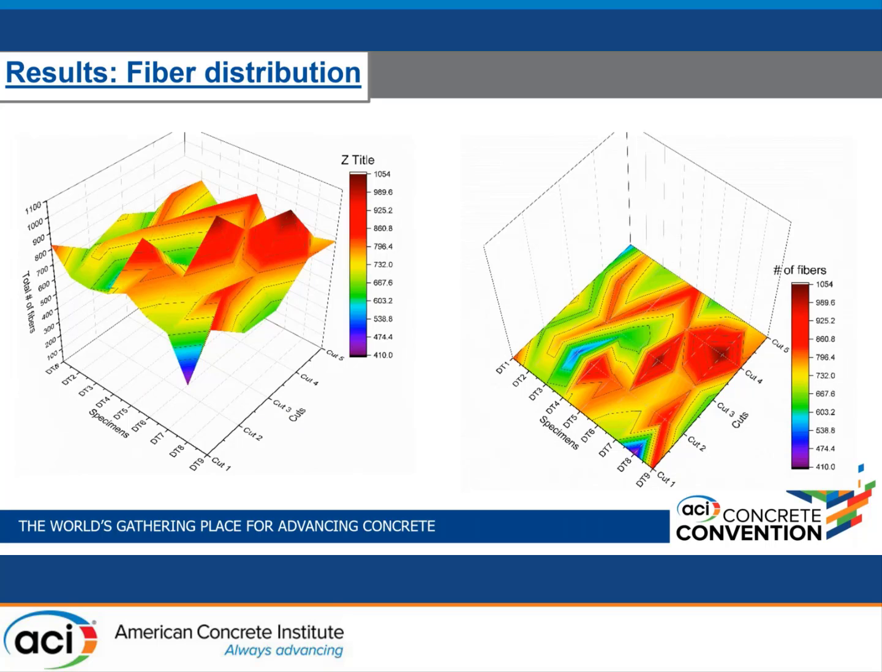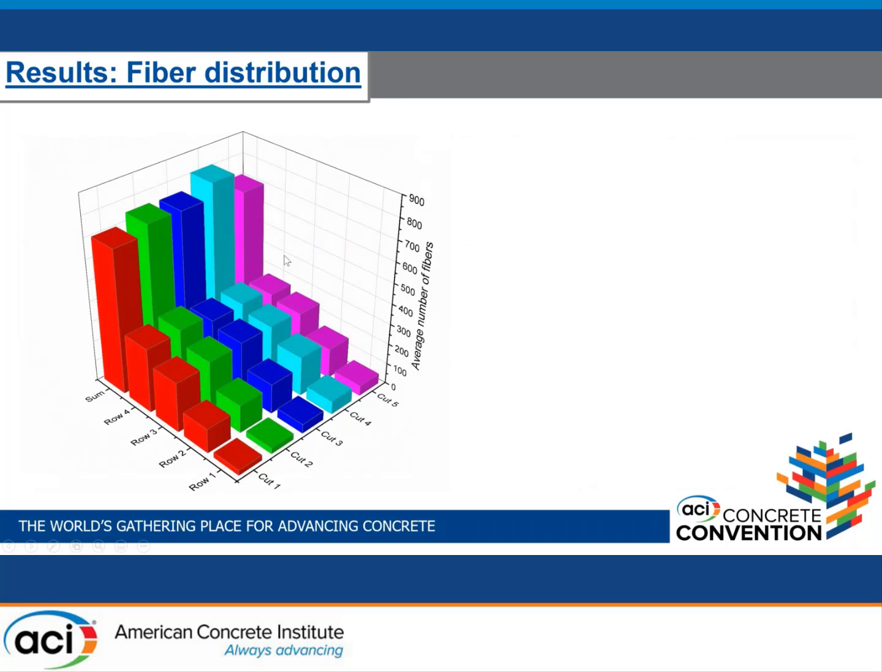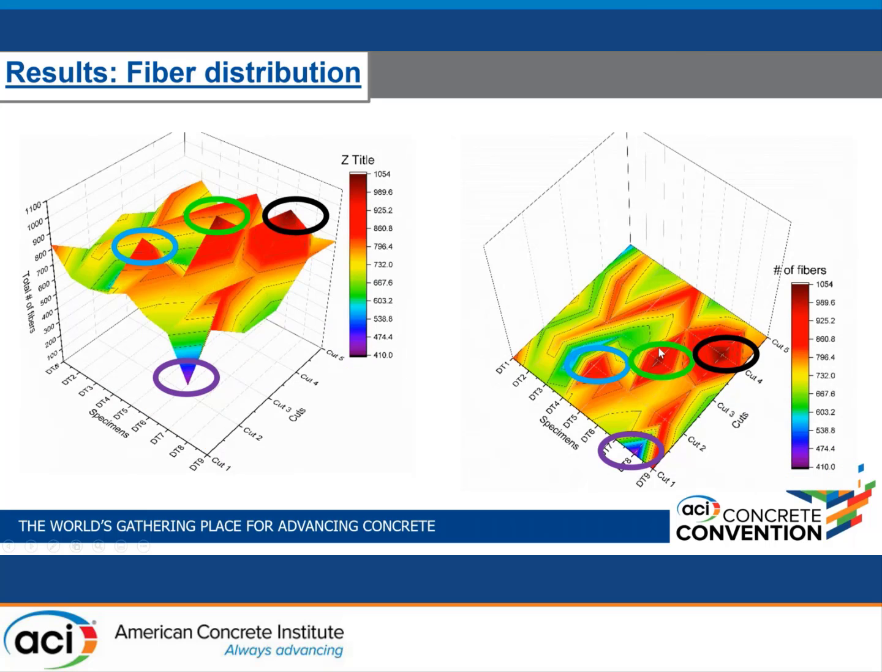And to understand better how this looks, we plotted a 3D graph of the number of specimens down here and the cuts. And the z-axis is the total number of fibers. And we can see that the peak number of fibers is at the center of the specimens, and this point right here where we have a very low number of fibers is at the end of a specimen.